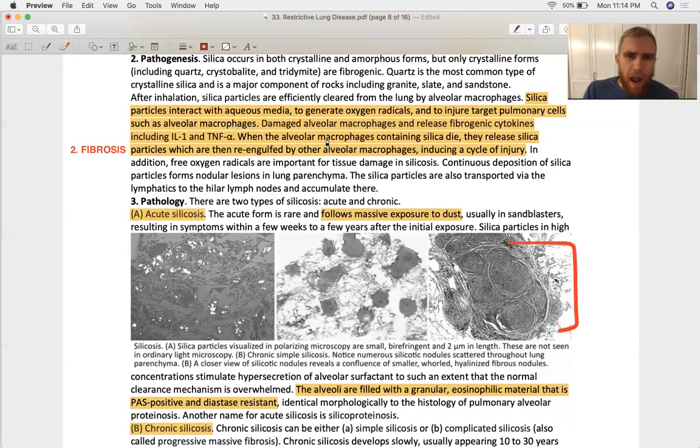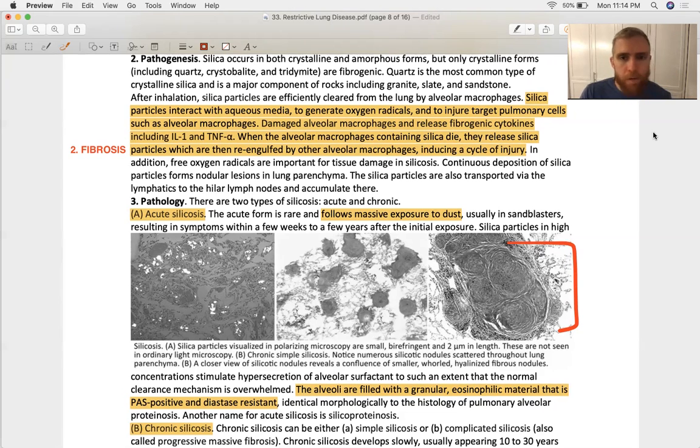Silica particles interact with aqueous media to generate oxygen radicals. And that's because these things typically have a very cationic valence, right? So they're going to be charged with a positive charge, meaning that, sure, they can accept an electron, and then water floating around is a possible electron donor, and that can generate a hydroxyl radical. And then you're going to have to deplete your glutathione peroxidase, or you're going to have to use your superoxide dismutase in order to neutralize those hydroxyl radicals.